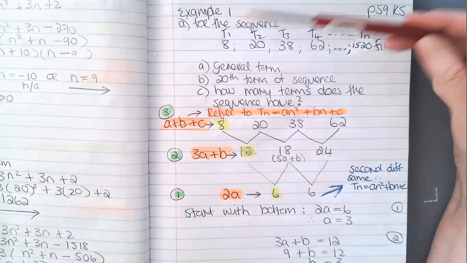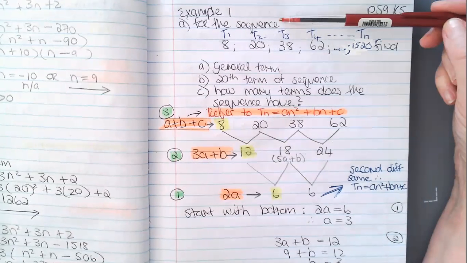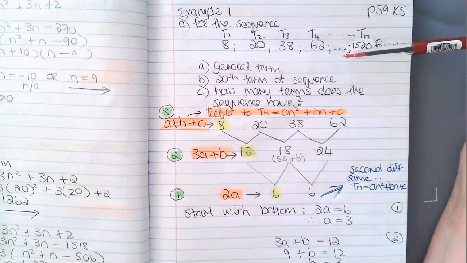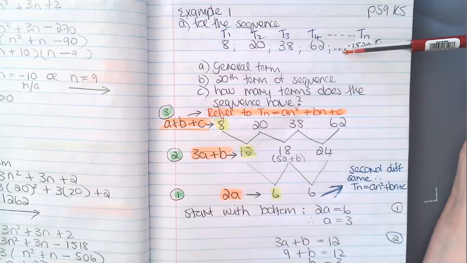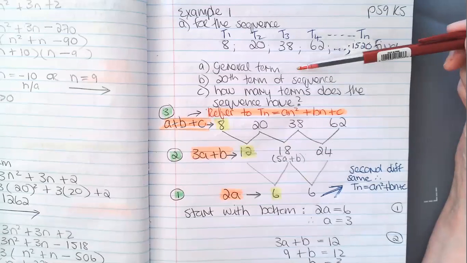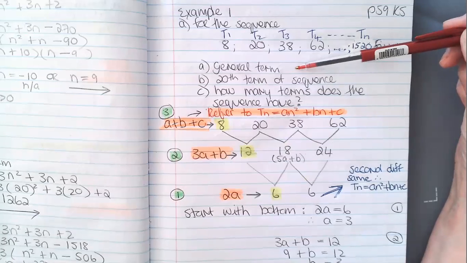They give us a sequence. They don't tell us what sequence it is. And they ask for the general term. So first, for us to look at what the sequence is, we have to do the tree.